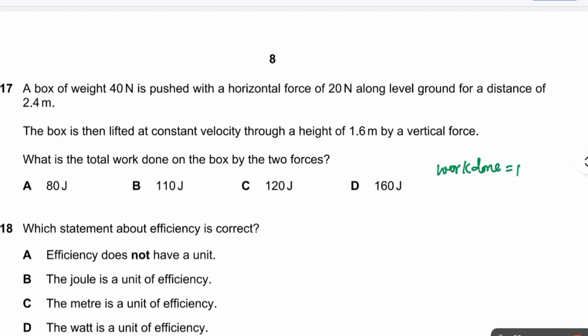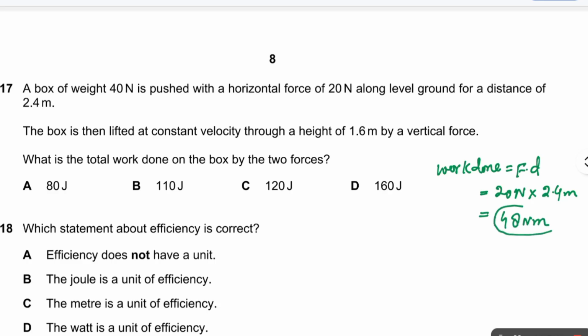Work done is equal to force multiplied by displacement. What is the force? The force is 20 Newton, along the ground for a distance of 2.4 meter. So how much is this? It is 48 Newton meter.